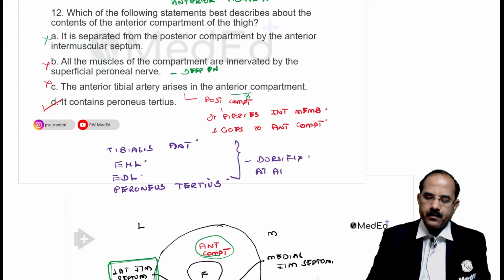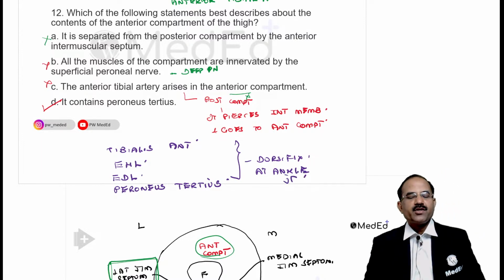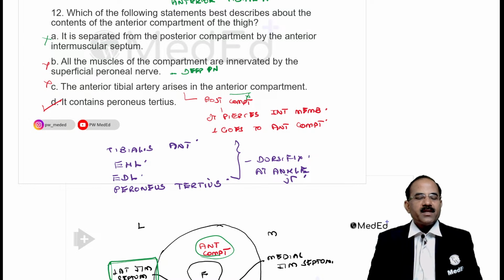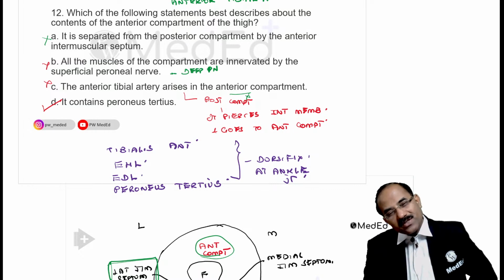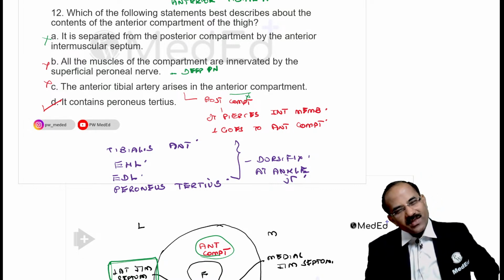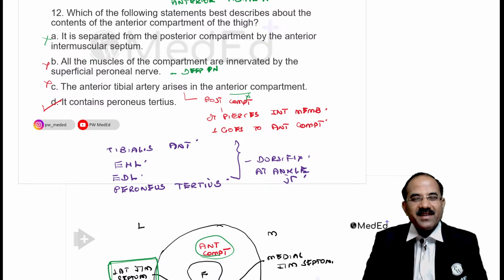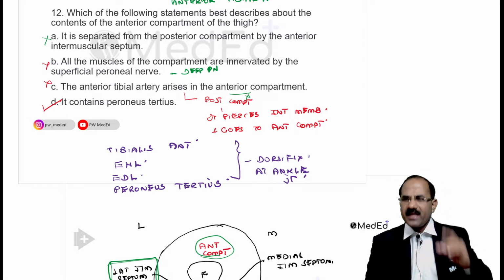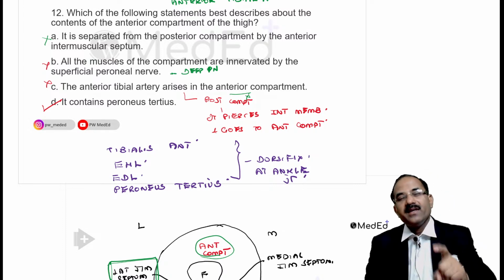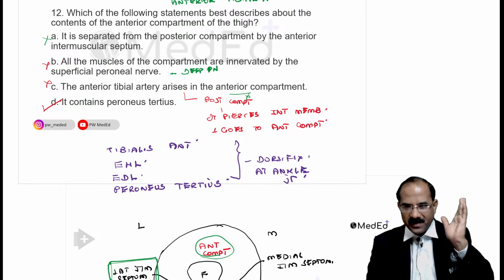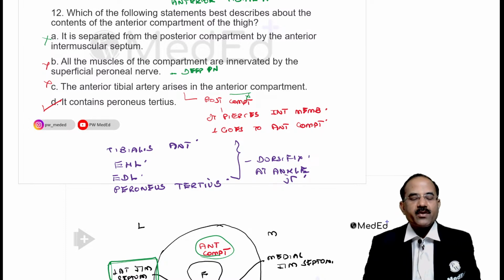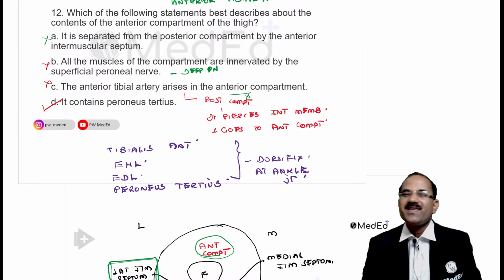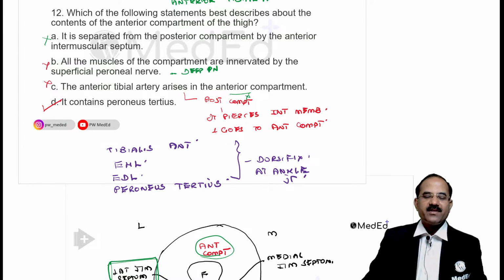What is the action of all these muscles? Dorsiflexion at the ankle joint. What is the action of all of them? Dorsiflexion. My dear child, Ruchi, no. Sartorius is a muscle of the thigh, no? We are discussing the anterior compartment of the leg. Yes, Sartorius does belong to the anterior compartment, but of the thigh. We are discussing the anterior compartment of the leg. The muscles there are tibialis anterior, extensor hallucis longus, extensor digitorum longus, and peroneus tertius.